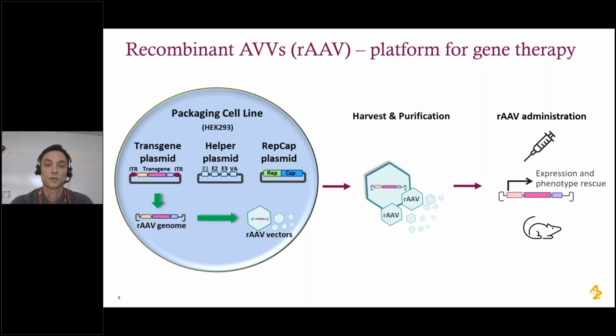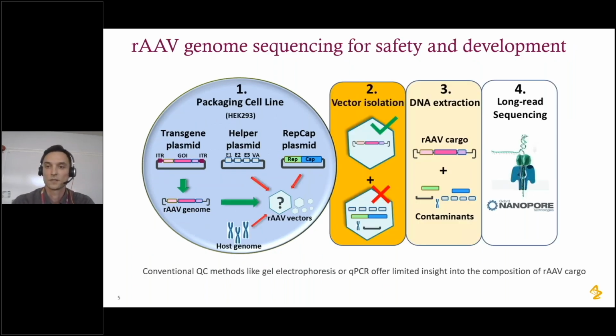So it looks fairly simple, and technically we should get AAV capsids containing only the transgene sequence, the full-length transgene sequence flanked by ITRs, but we don't actually know it for sure until we put it to the test or employ some QC methods that can actually assess the AAV cargo. And it's important for the safety and development of recombinant AAVs.